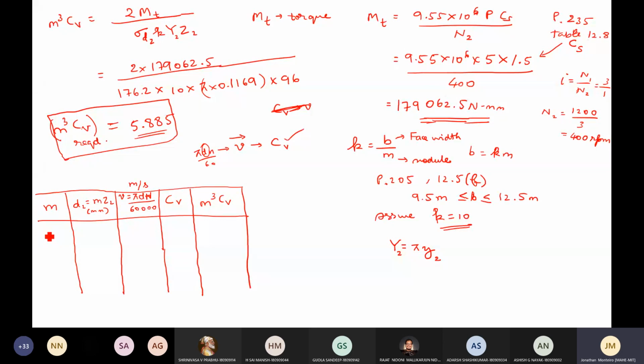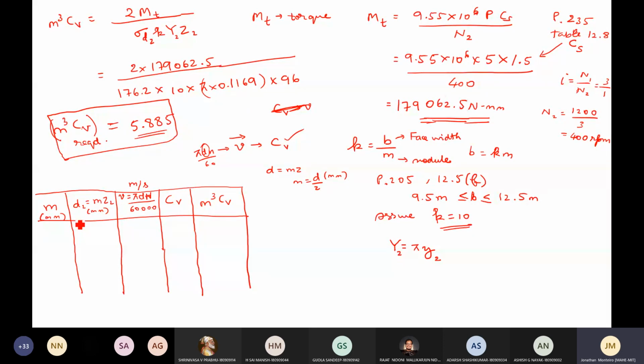Now which one to select? Should we start from 1, 2, 3? You see, what is the unit of module? Module is always expressed in mm. We know that d is equal to m into z, or you can say m is equal to d by z. D is a diameter, so the numerator is in mm. Z is just a number, that is number of teeth. So m will be in mm. Module should be in mm.